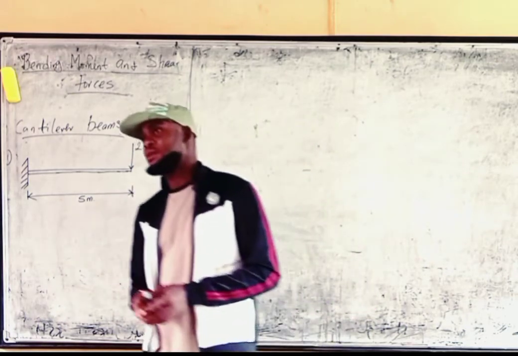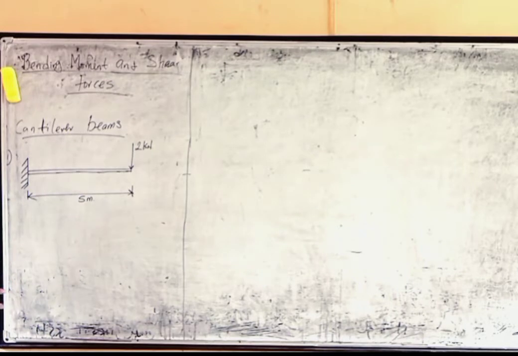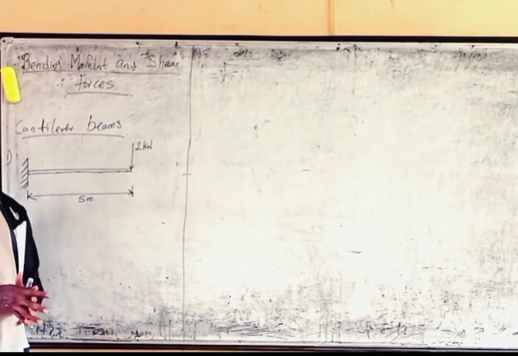So let's start from this question I have here. The question is: from the beam below, draw the bending moment and shear force diagram. I already said this is a cantilever because it's fixed at one end and it's free at the other end.